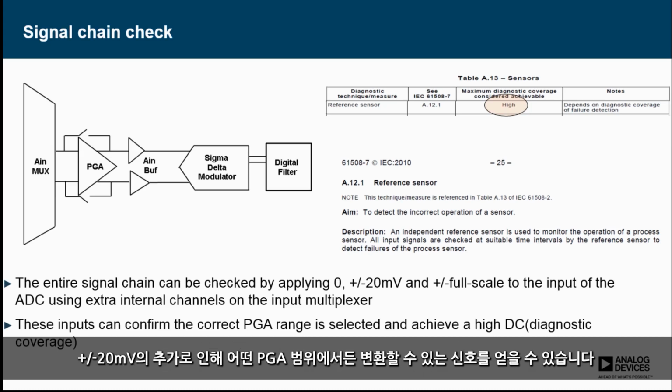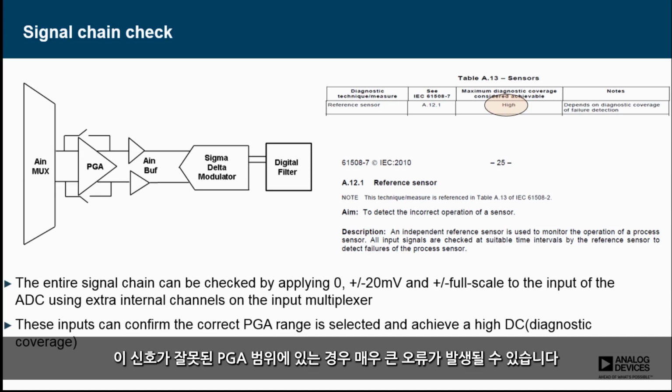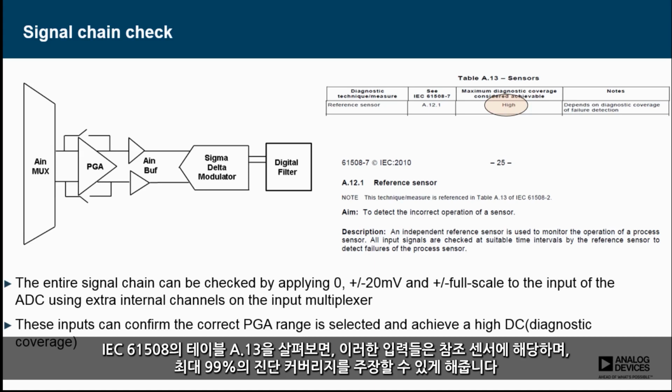The addition of the plus or minus 20 millivolts gives you signals that can be converted on any one of the PGA ranges. This allows you to verify that you are on the correct PGA range. Being on the wrong PGA range could give you very, very gross errors. Looking at table A.13 of IEC 61508, these inputs equate to reference sensors and allow you to claim up to a diagnostic coverage of 99%.